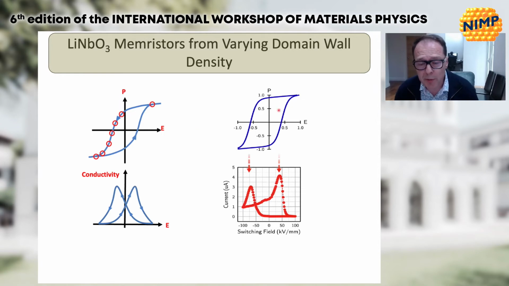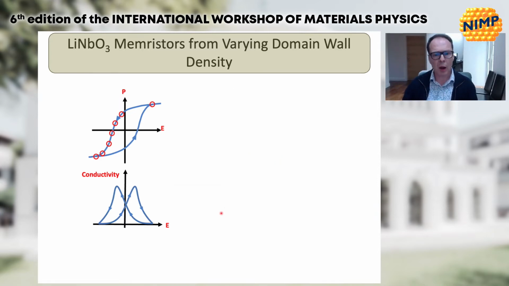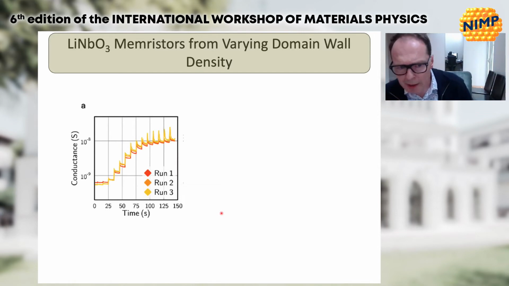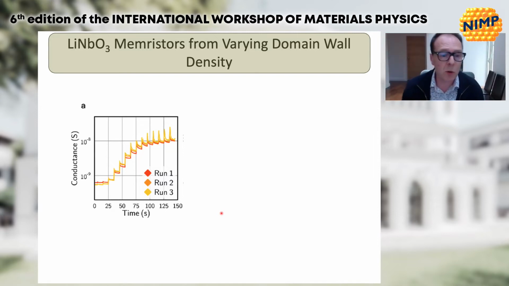So here's a PE loop for LNO. And when you're around the coercive field, you've injected lots of domain walls, conducting domain walls, and that gives you the capacity to carry a lot of current between source and drain. Fully poled state, not so much. Fully poled state on the other side, again, not so much. Okay, so if you can control the microstructure, then by injecting different densities of domain walls that straddle the interelectrode gap, you can create different conduction states. And that's all that we're doing here.